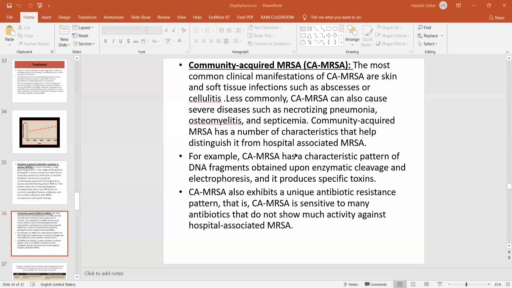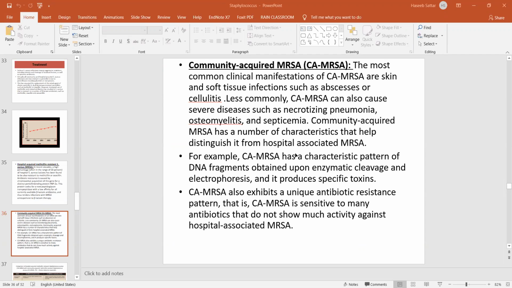The most common manifestation, the signs and symptoms, of community acquired MRSA is skin and soft tissue infection. The most common one is cellulitis.